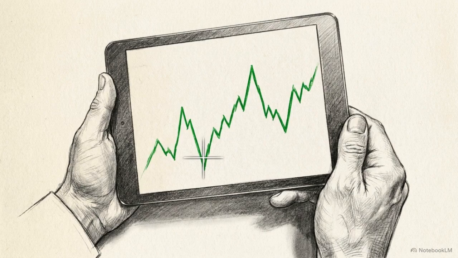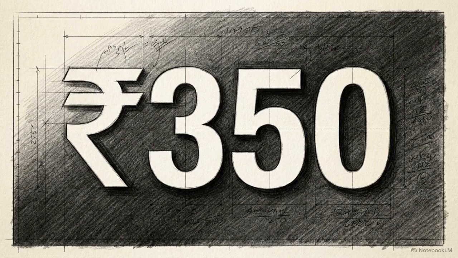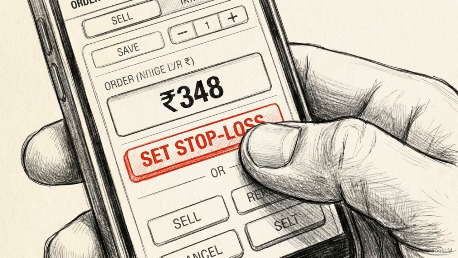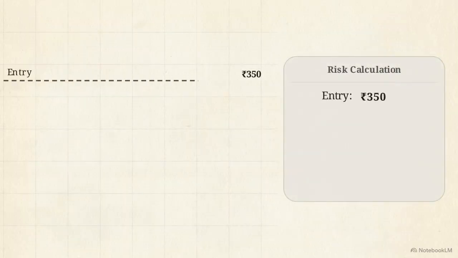First, look at your chosen stock and pinpoint your exact entry price. For our example, let's assume your technical analysis tells you to buy in at 350 rupees. Next, identify your stop loss. This is the exact price where your initial analysis is proven wrong, and you must exit to protect your capital. Let's set ours at 348 rupees. This chart shows our entry at 350 and our stop loss down at 348.